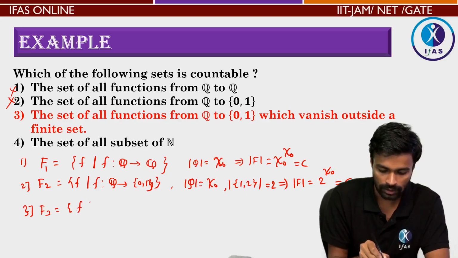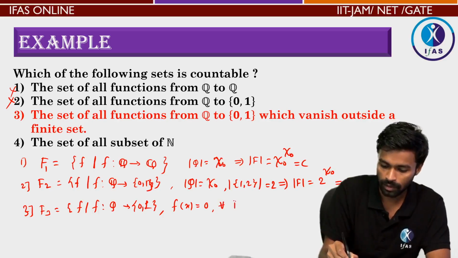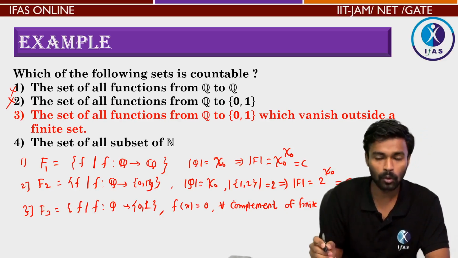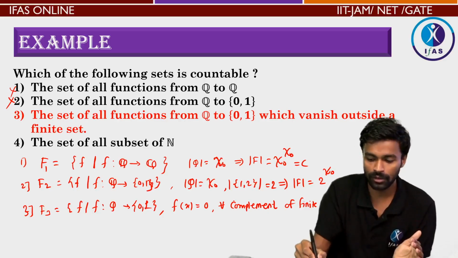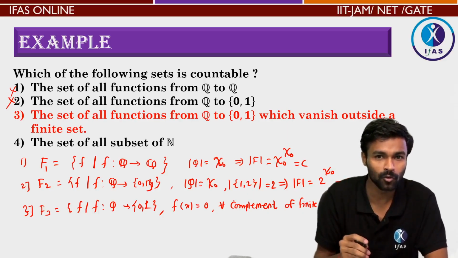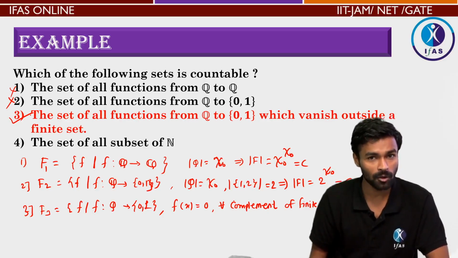So the set of all functions f from Q to {0,1}, where f(x) = 0 for all x in the complement of a finite set. So this mapping is 2 to the power some finite set. The cardinality of F3 becomes 2 to the power some finite set, which is a finite number, and therefore this set will be a countable set. And the last one, the set of all subsets of N.